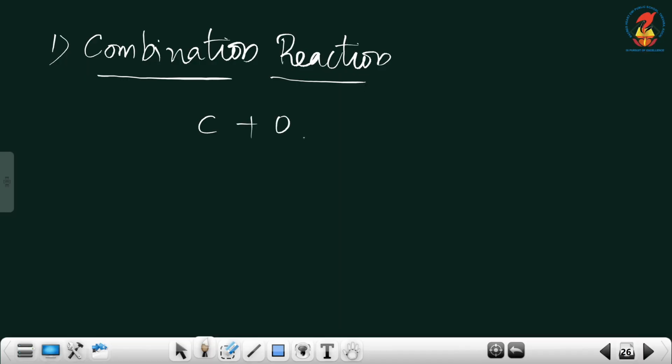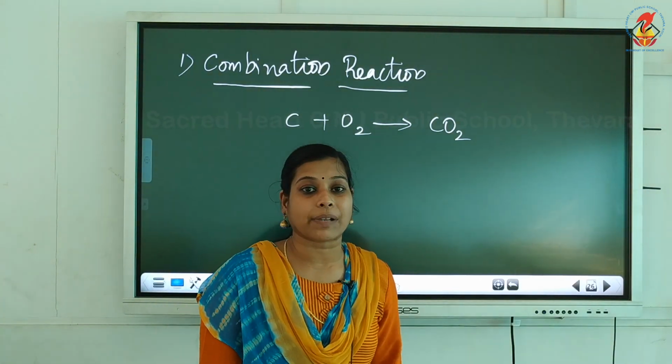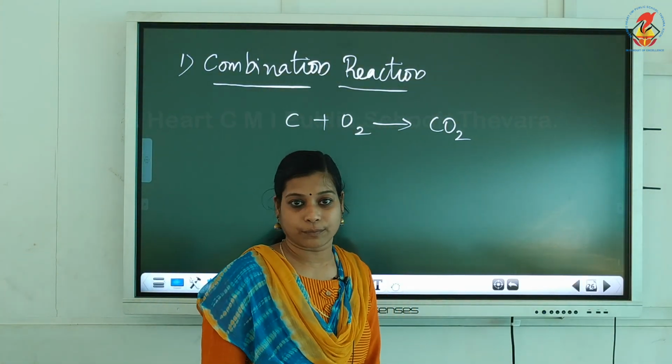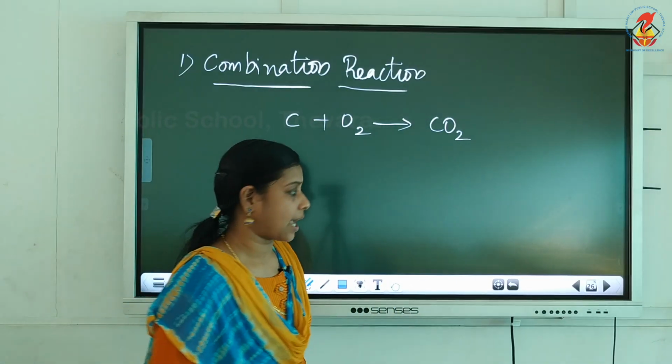There is a familiar example for you. Carbon plus oxygen gives carbon dioxide. It's a combination reaction. In this, carbon and oxygen, 2 different reactants, combine to produce a single product, that is carbon dioxide. That is a familiar combination reaction for you. Okay. Now we can see another combination reaction.